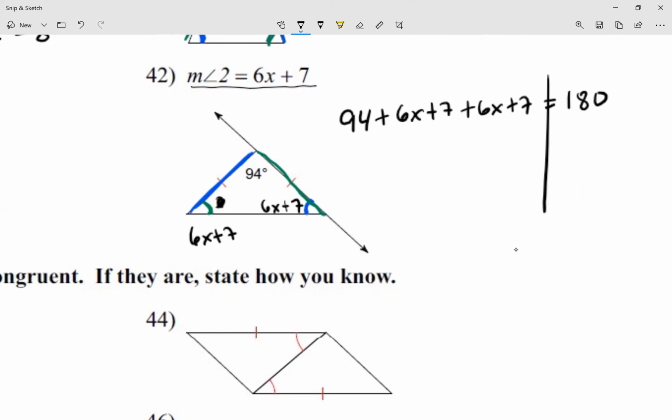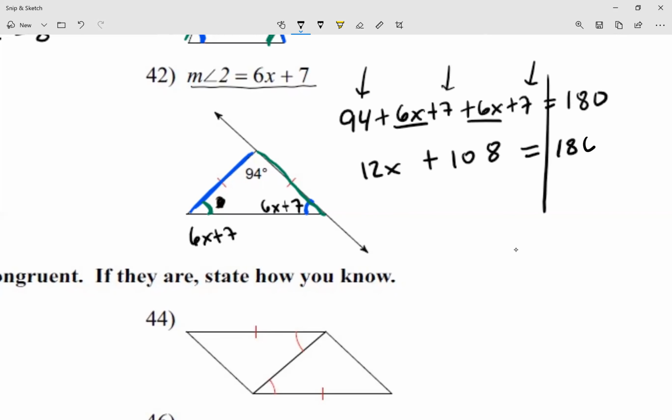Okay, let me condense the left side. Let me combine like terms. 6x plus 6x, that is 12x. Then just numbers, 94 plus 7 plus 7, that is 108. And all this is equal to 180, right? I condensed the left side. I want the 12x by itself. This plus 108, I'm going to cancel it as long as I write it on the other side as a minus 108.